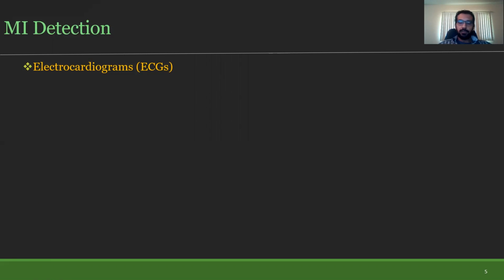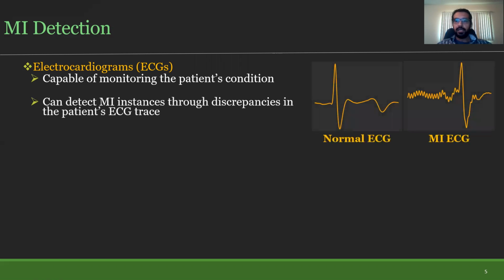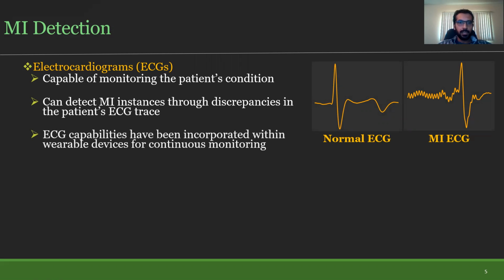To do this, electrocardiograms are capable of monitoring patients' conditions, where they can detect the MI instance through discrepancies in the patient's ECG trace. As you can see in the picture, a normal ECG is kind of smooth, while the MI ECG can experience ripples or different voltage levels and transitions. ECG capabilities have furthermore been incorporated within wearable devices in order to enable continuous monitoring and discard the requirement of having to go to a clinical setup or a routine check in order to assess if you have MI or not.